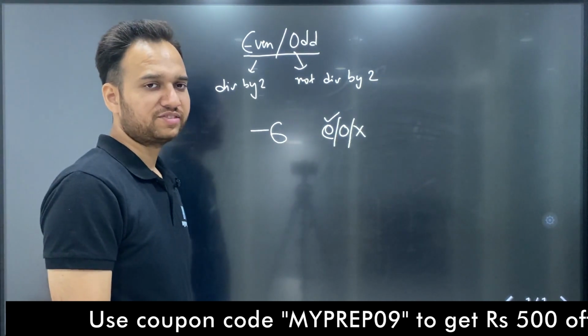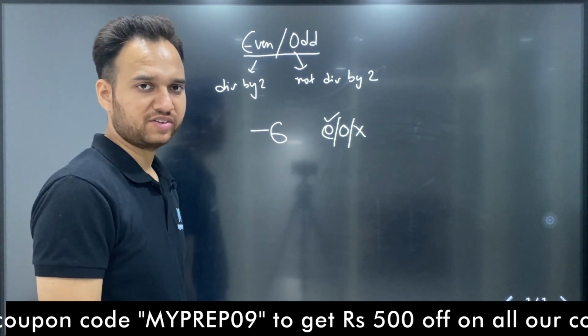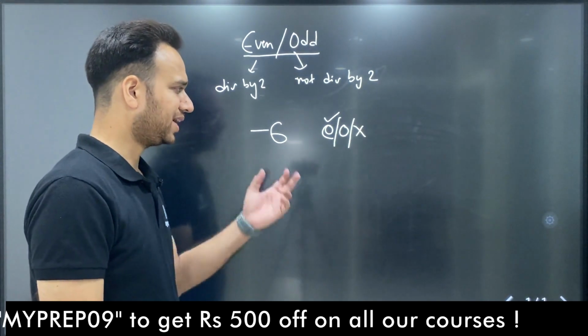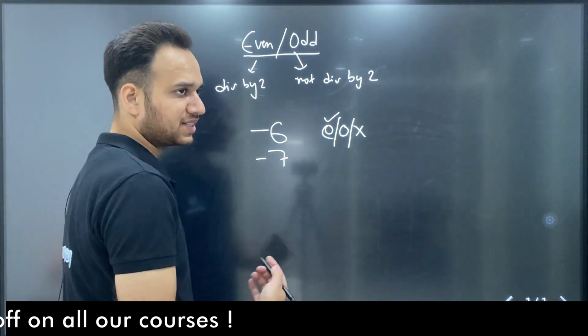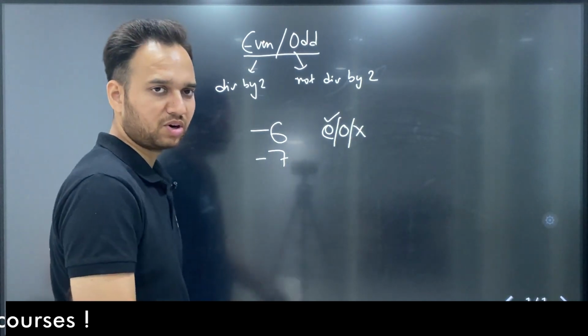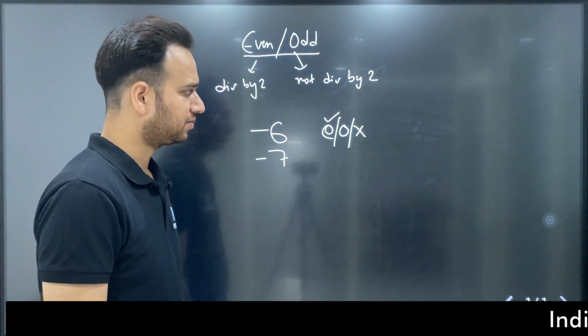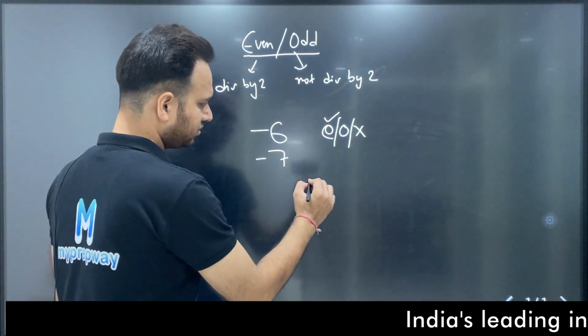The concept of even and odd is defined for negative numbers. So we have -6 as an even number, -7 will be an odd number, -8 would be even again, -9 would be odd again, and so on. What about this number?